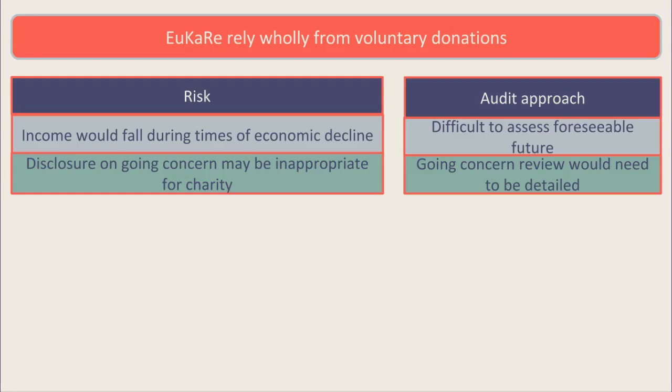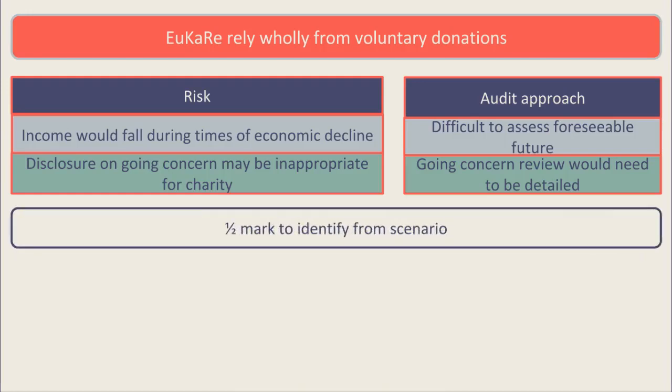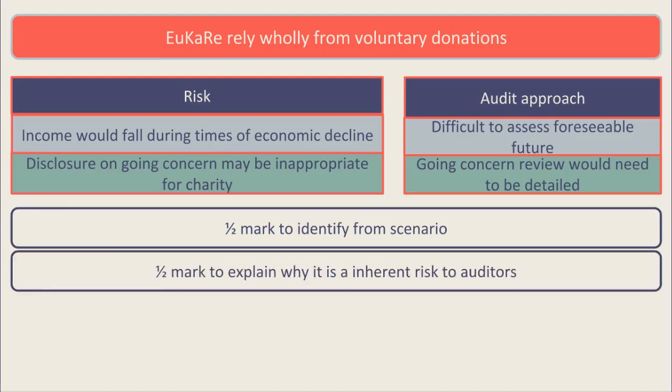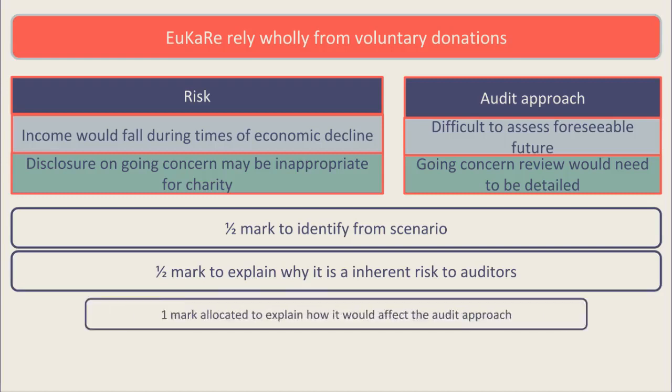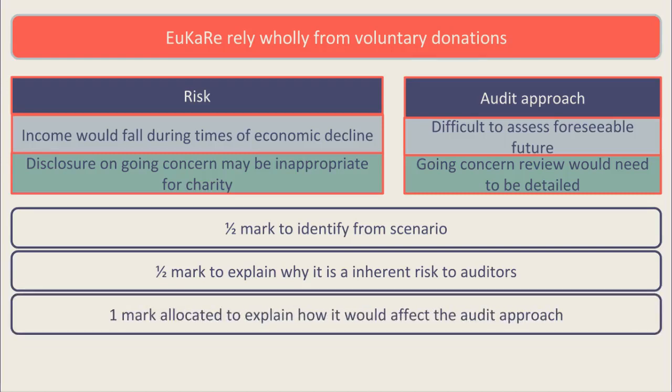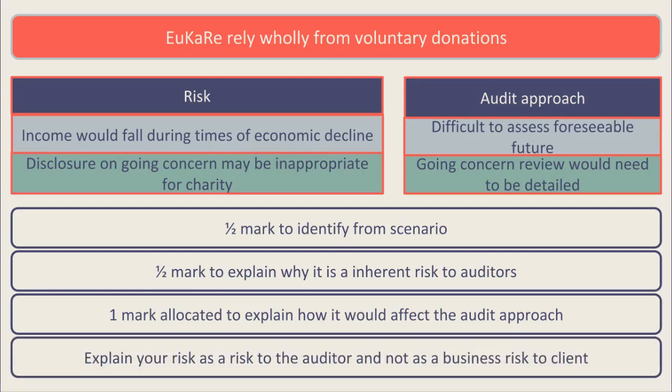For this and every other point, you are allocated half a mark to identify from the scenario the inherent risk, a further half a mark to explain why it is an inherent risk to the auditors, then a whole mark allocated to explain how it would affect their audit approach. Be careful to explain your risk as a risk to the auditor and not as a business risk to the client. You will lose marks if you do this.